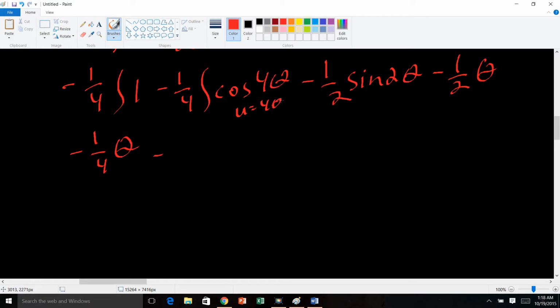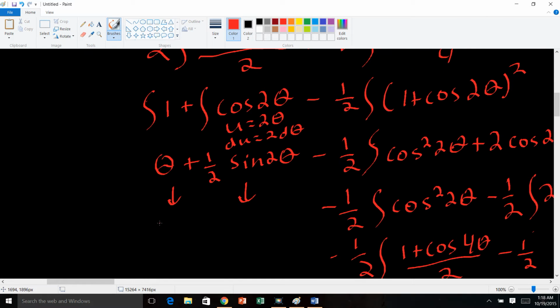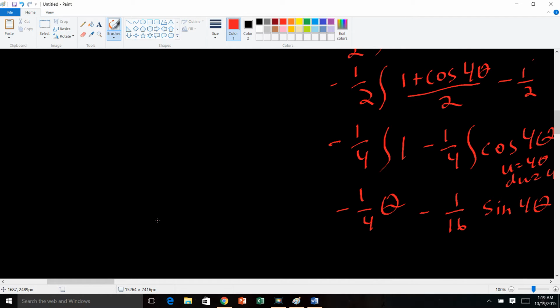U equals 4 theta. Du equals 4 d theta. Now we bring our 1/4 out. We get 1/16. The integral of cosine is sine. Sine 4 theta minus 1/2 sine 2 theta minus 1/2 theta. All right, what did we have to bring down? Theta plus 1/2 sine 2 theta. So we have a theta plus 1/2 sine 2 theta.